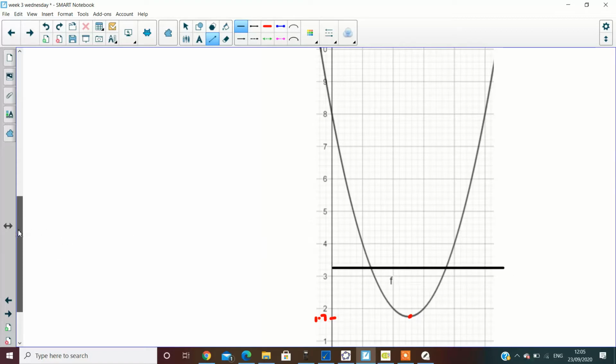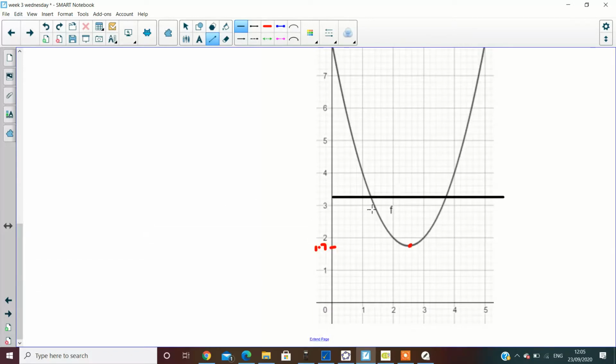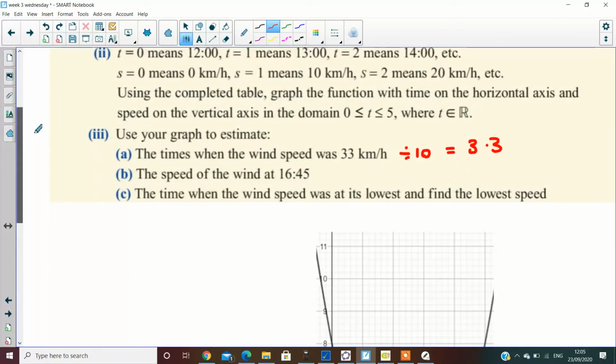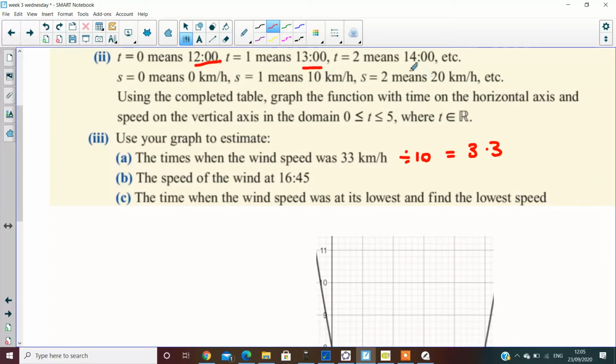Now, what do we do next? Bring it down. And roughly what do you get? I think I'm looking at about 1.2, 1.3. And what am I looking at here? 3.7-ish. Would that be okay with you guys? T equals 1.3 and T equals 3.7-ish. Let's reread the question because I don't think it wants that from us. The times. It probably wants it in actual time. Is that correct?